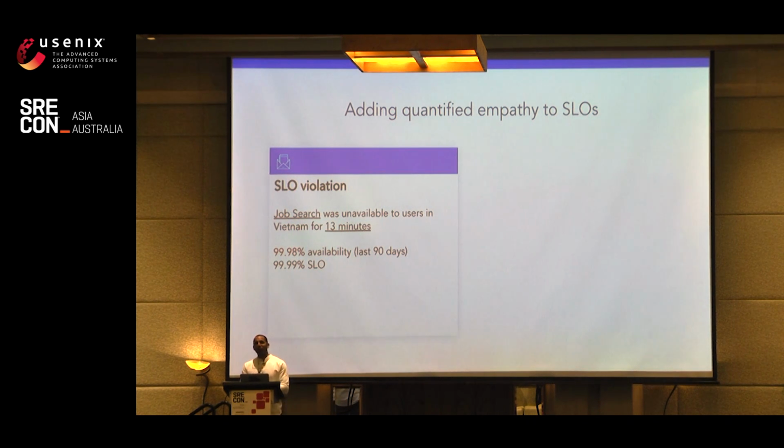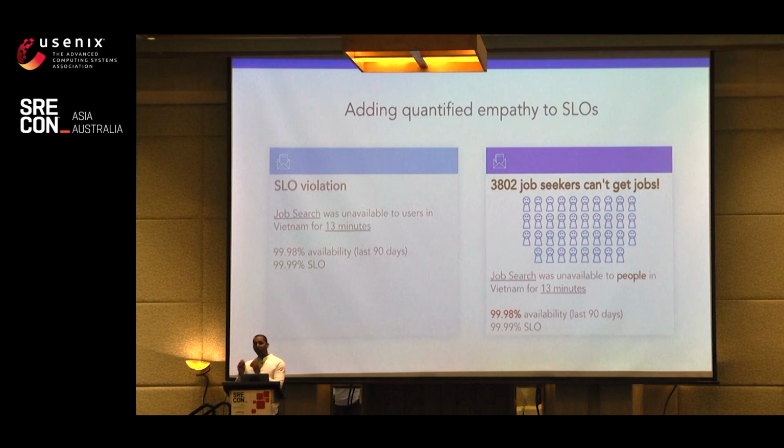Let's take a simple example of the SLO violation I showed before. If we're adding quantified empathy to SLOs, instead of just saying SLO violation and job search was unavailable for 13 minutes, we can actually say 3,802 job seekers can't get jobs, because my t-shirt, everybody's t-shirt at Indeed says, I help people get jobs. And then maybe we could put some of the faces of the people who can't get jobs. Maybe we can put their sad faces, because we're harming them. We're not serving them as we hope. That's maybe a little dose of empathy in an SLO.